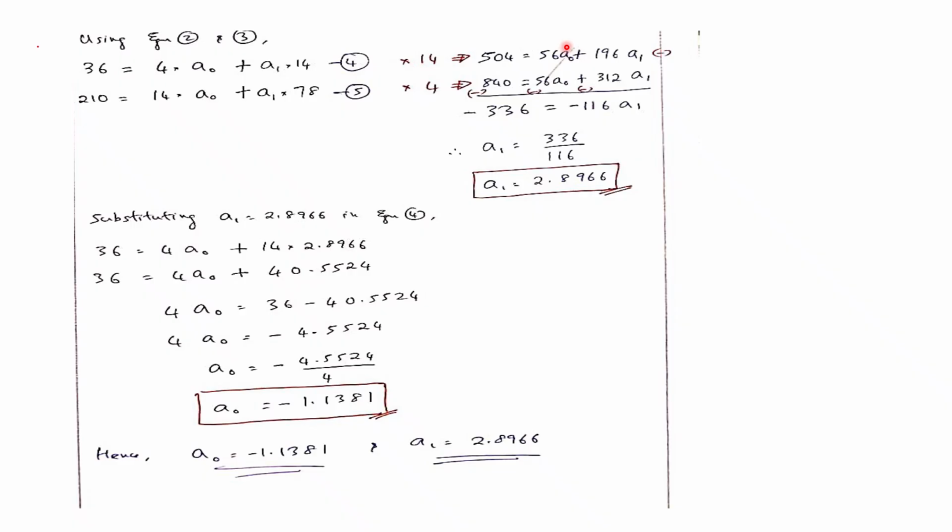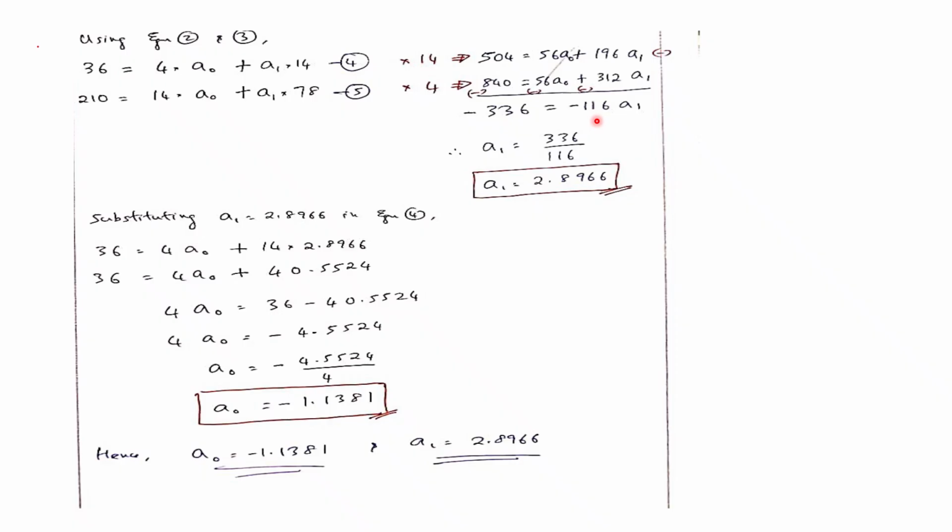So this 56 a0 minus 56 a0 gets cancelled. This was our aim, to cancel a0 so that we are able to calculate a1 comfortably. So 504 minus 840. This 840 has a minus sign, bigger term minus, isn't it? So we have to use that. So minus 336 is equal to, here you see 196 minus 312. 312 is a bigger number which has a negative sign, so that sign we have to use. The sign which is associated with the bigger number has to be used while subtracting.